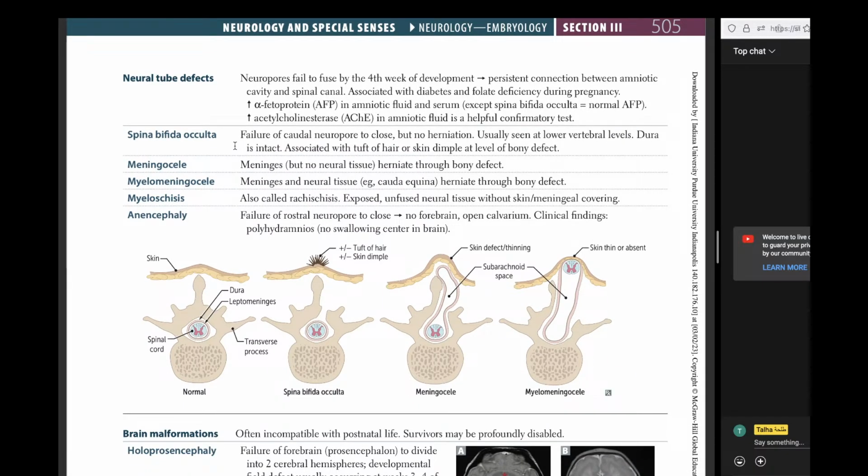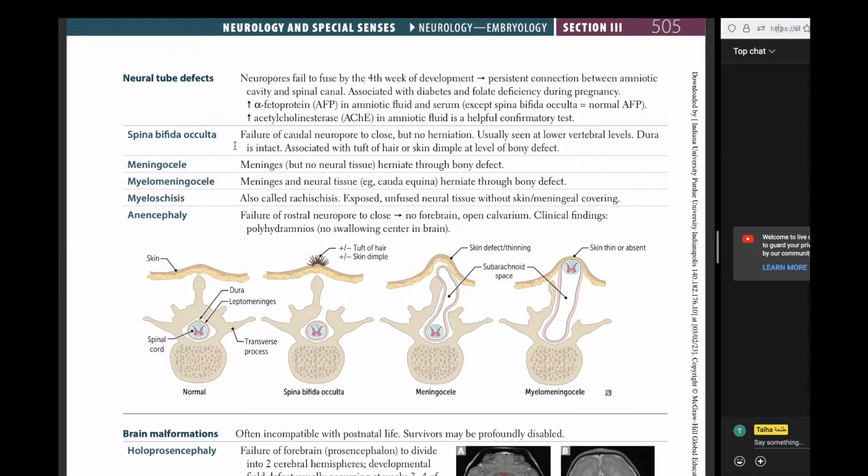Neural tube defects are associated with diabetes, folate deficiency during pregnancy, and increased alpha fetal protein in amniotic fluid and serum, except for spina bifida occulta, which has a normal alpha fetal protein. Increased acetylcholinesterase in amniotic fluid is a helpful confirmatory test. Spina bifida occulta is a failure of the caudal neuropore to close, but with no herniation, usually seen at lower vertebral levels. Dura is intact, associated with a tuft of hair or skin dimple at the level of the bony defect.